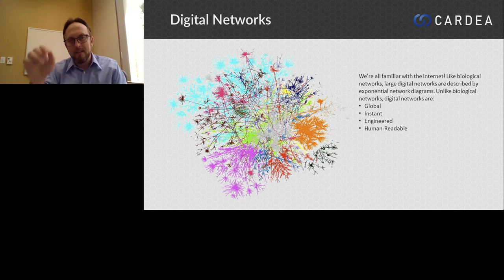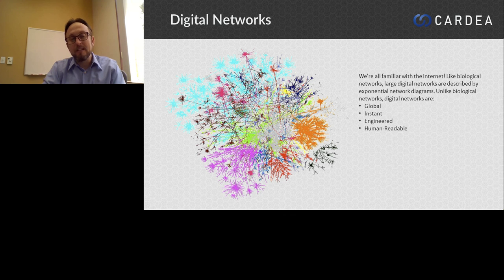In contrast, digital networks are how we all share information. We're all familiar with the internet. It's, again, contrasting with the local biological networks, this is a global network. It spans the earth and beyond. It's also instant. So you get to know information right away. If you want to look up the population of Denver, you can find out the population of Denver in a matter of moments. It's also engineered, and it's human readable. Very, very important that things be human readable. Otherwise, we don't get to interact with them.